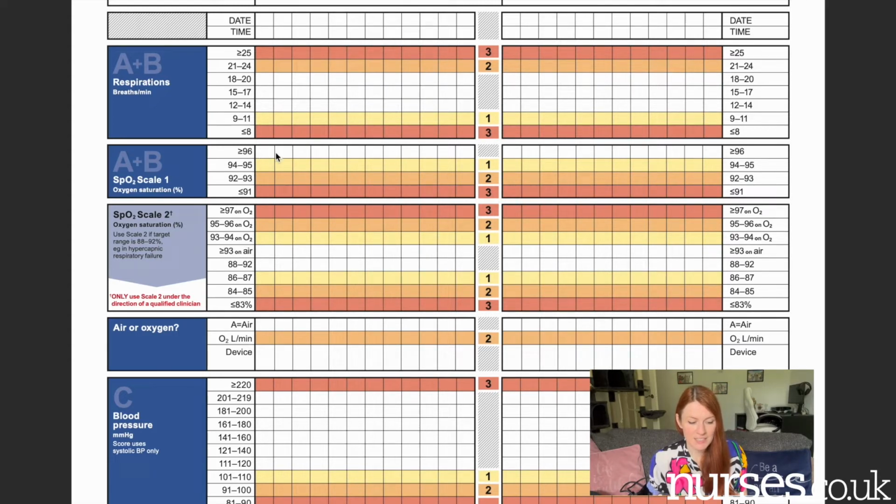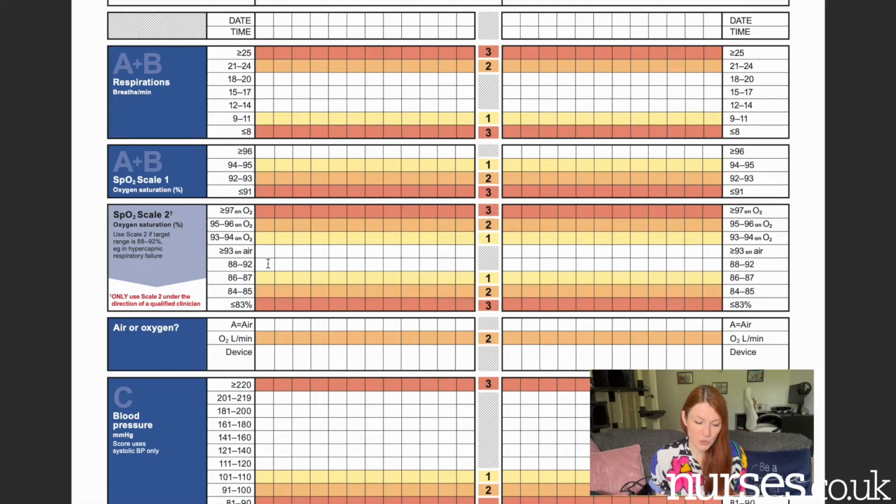So as you can see, 96 and above is great. We want that. However, if it's 96 and above, but they're having to have oxygen to maintain it, so the minute you take that oxygen off, it drops, and they need the oxygen to keep it at that level. That's why it's scoring a 3, because that person isn't breathing as normally on their own. They need a device to breathe. And that's why it scores so high in this second column here.